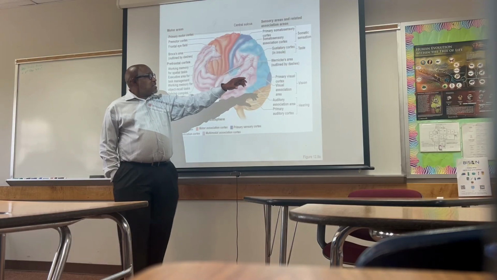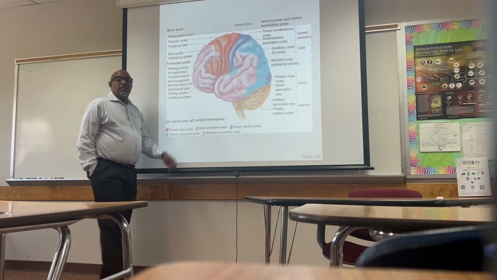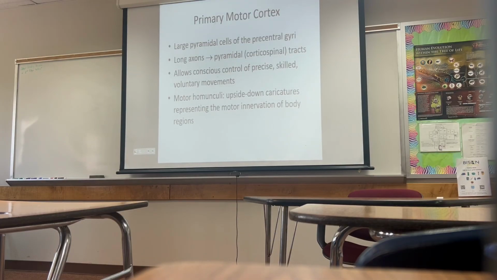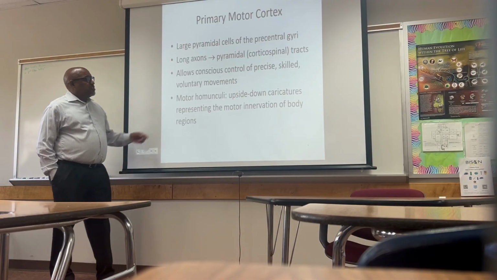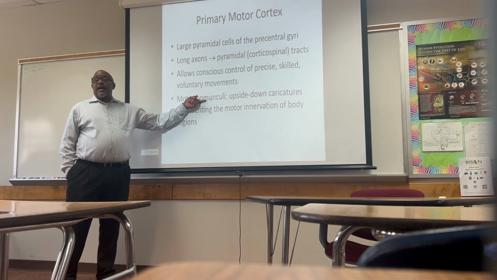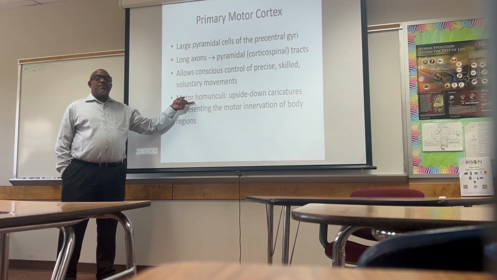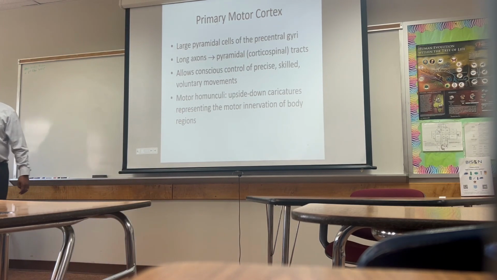But this maps out all the different areas of the brain. Where is seeing over here, and where is taste, and so on and so on. The gray matter of the brain has something called, and I don't think this is on your test, but this is something you should still know, called homunculi, all right? For movement, they're called motor homunculi. They're upside down caricatures representing the motor innervation of body regions. What does that mean? Or what does it look like?